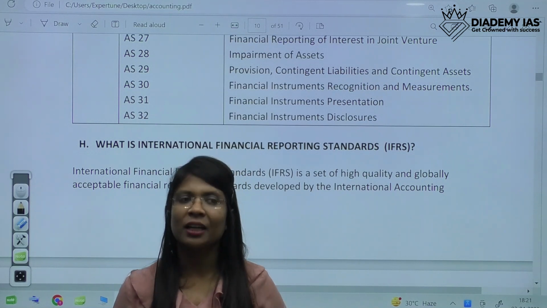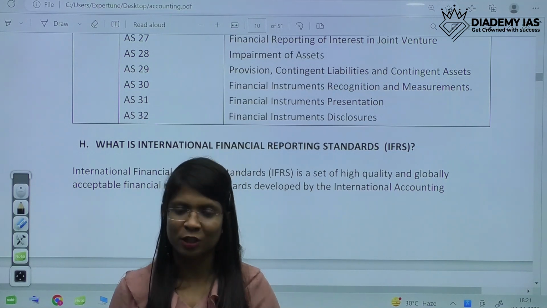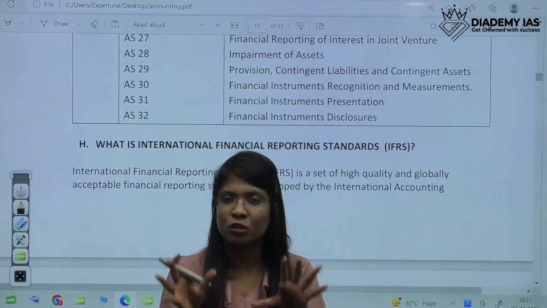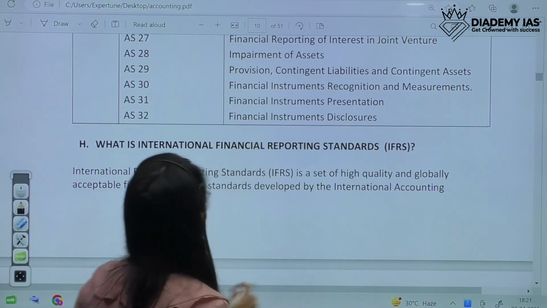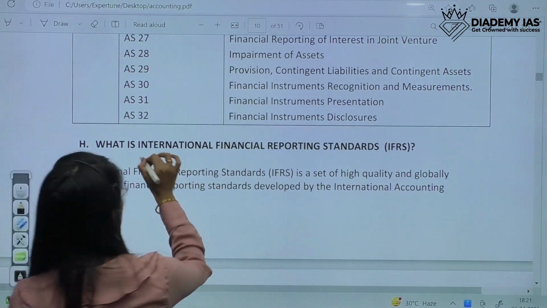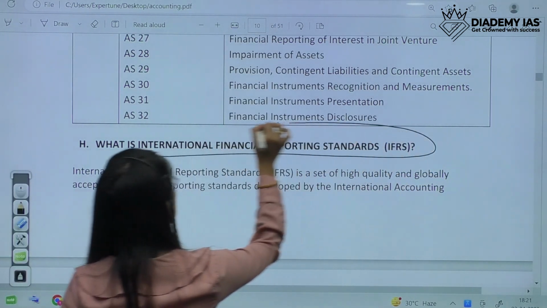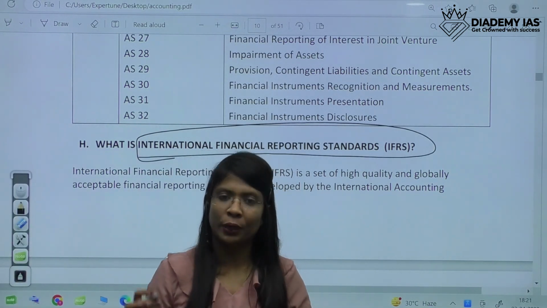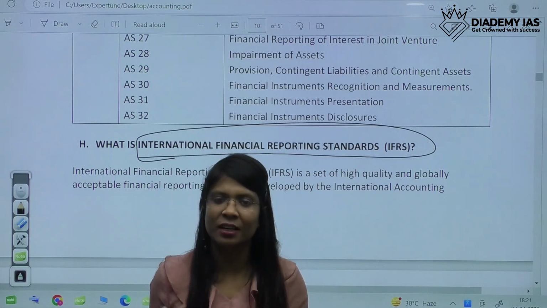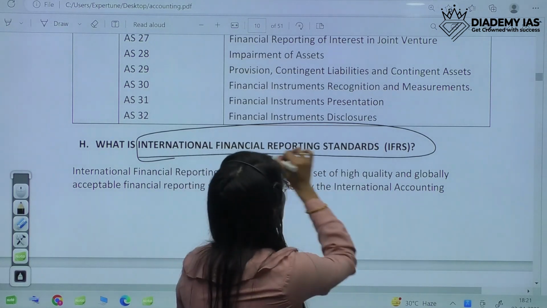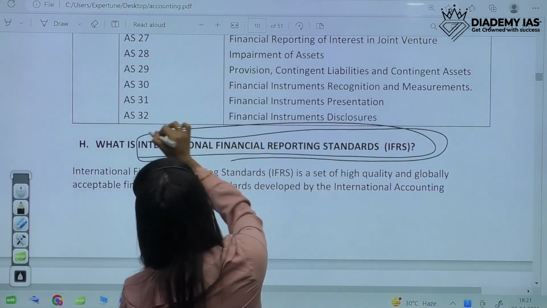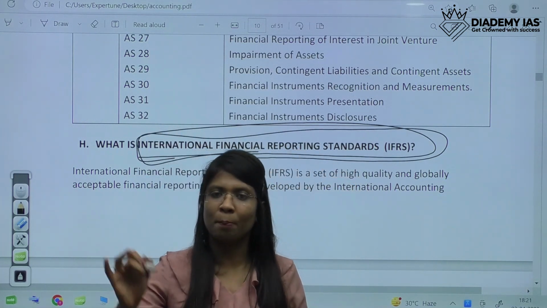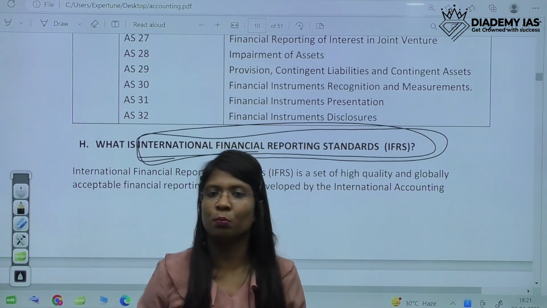Then our government took a major step and decided on a term known as IFRS, International Financial Reporting Standards. These are the standards which are globally accepted. So our government decided that we also have to make certain standards which are somewhat similar to these IFRS, so that our books are also comparable to the international books.